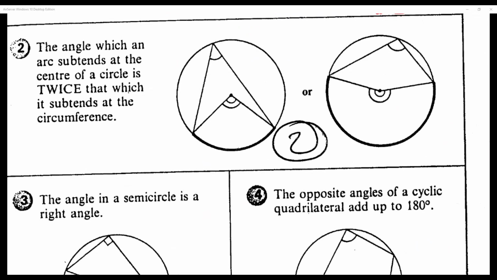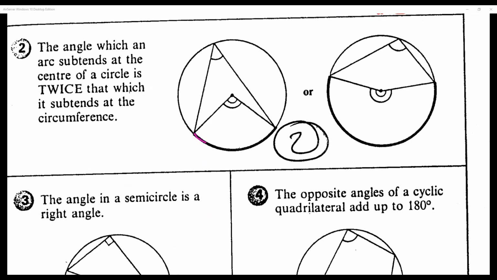Right, let's have a reader for me, please. Let's be Aliza. Aliza, please read the rule number 2 first, please. The angle which an arc subtends at the center of a circle is twice that which it subtends at the circumference. Here's my arc as before. It's part of the circumference.